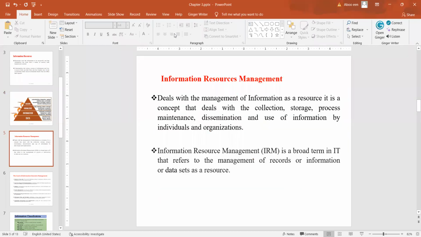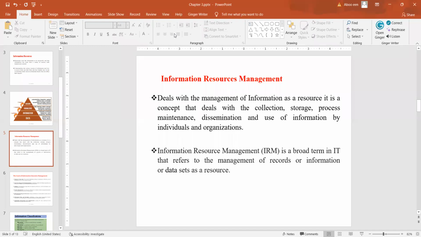Okay, great. So like other resources, let's say physical assets or human resources, information is also believed to be a resource or asset for an organization because of its importance, its usage, its value. So this information resource should be collected, stored, processed, maintained, and disseminated for these organizations. This is called information resource management.